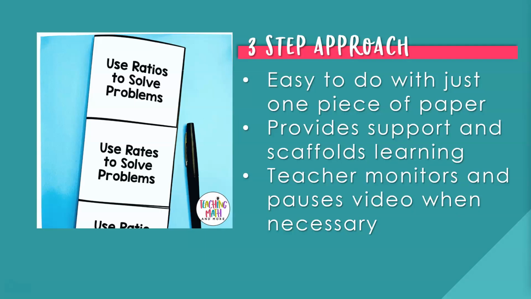The three-step approach to note-taking is easy to do with just one piece of paper. Give every student one piece of paper and fold it in half the long way. Then divide it into equal thirds, which will create 3 tabs or spaces for your notes. They help students organize, scaffold, and remember important information and skills about math problems. These folded notes also provide support and assistance for students, particularly students with individualized educational plans that need special assistance.